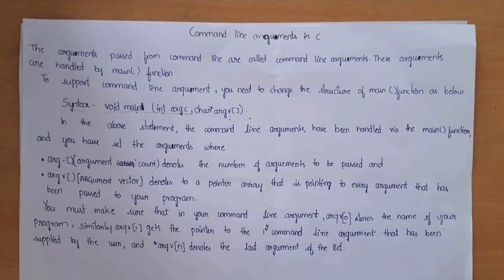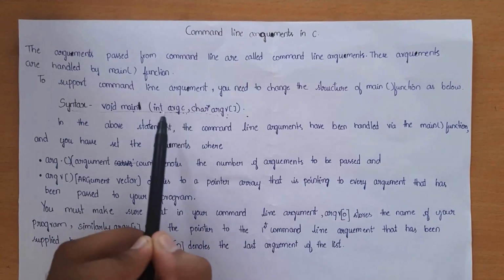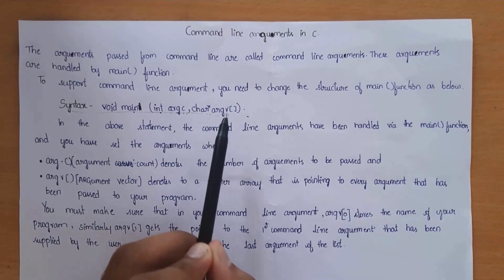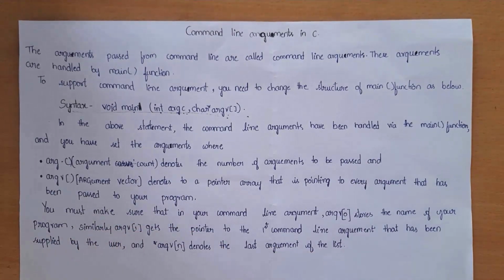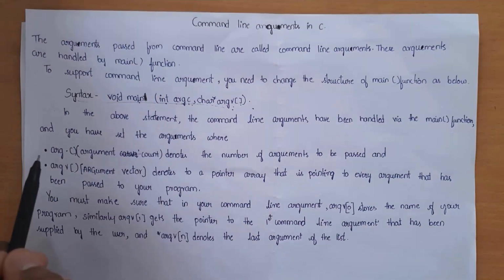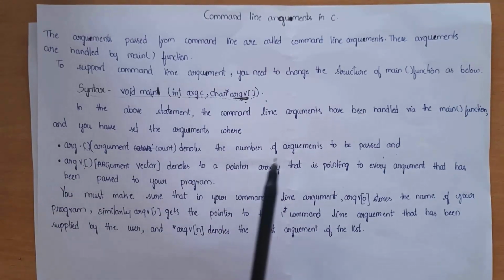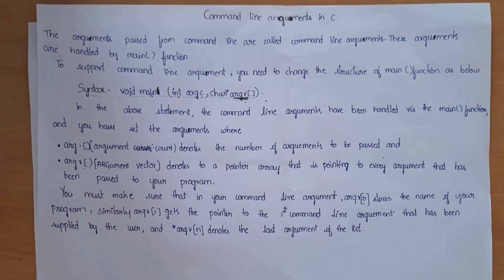Like this. This is syntax you need to remember. In the above syntax, the command line arguments, argument count and argument vector, are handled via the main function. In the above statement, these command line arguments are handled by main function, where argc means argument count, that denotes the number of arguments to be passed. How many arguments we are passing, it will count those arguments.